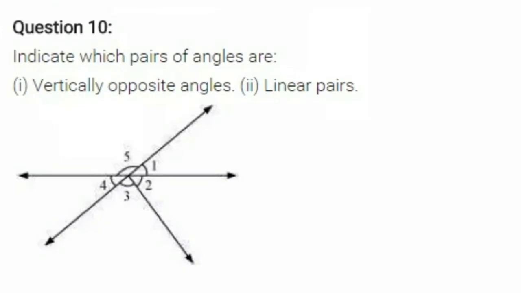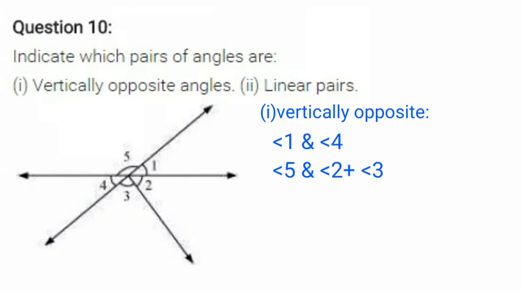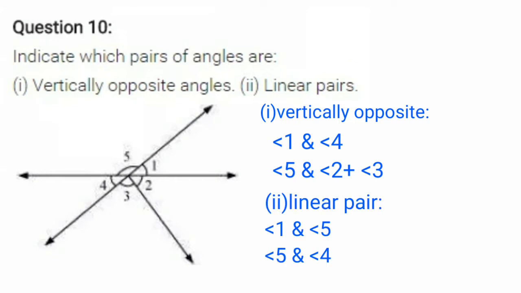Now come to your next number, that is question number 10. Indicate which pairs of angles are, first bit, vertically opposite angles and, second bit, linear pairs. First, vertically opposite angles. Angle 1 and angle 4 are vertically opposite, and angle 5 and the sum of angle 2 and angle 3 are vertically opposite in nature. Now linear pairs. Angle 1 and angle 5 are linear pairs, and angle 5 and angle 4 are linear pairs.